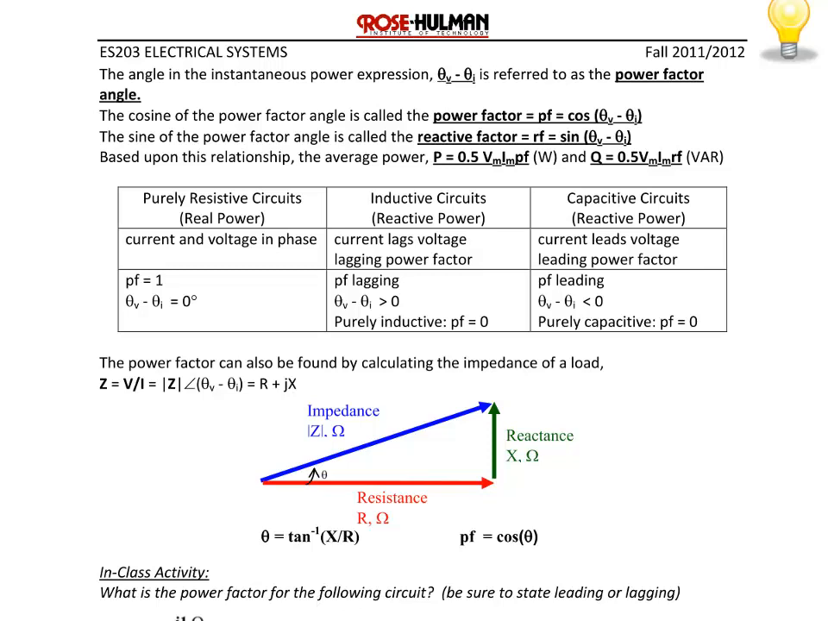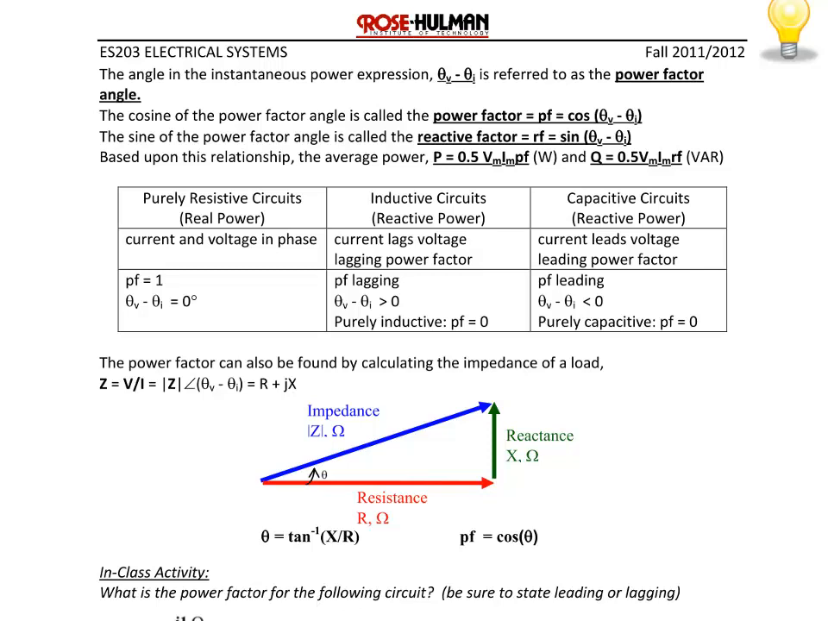So thinking about the table on the prior page with the purely resistive, purely inductive, and purely capacitive circuits, we now have the power factor relationship. If it's a purely resistive circuit, the power factor is equal to 1 because theta V minus theta I is equal to 0 degrees. If it's an inductive circuit, the power factor angle is greater than 0, and the power factor is equal to 0. If it's a purely capacitive circuit, then the power factor angle is less than 0, and the power factor is equal to 0.